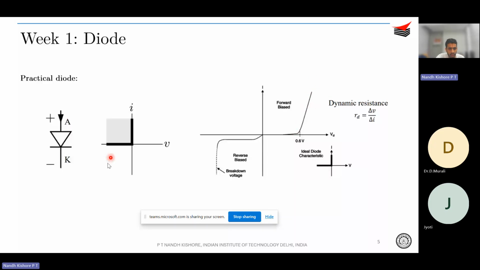And of course, the diode is not perfectly lossless. It would have a resistive impedance to that current. So the slope of this graph over here gives the dynamic resistance of the diode, that is delta V by delta I, that is, the inverse of the slope.